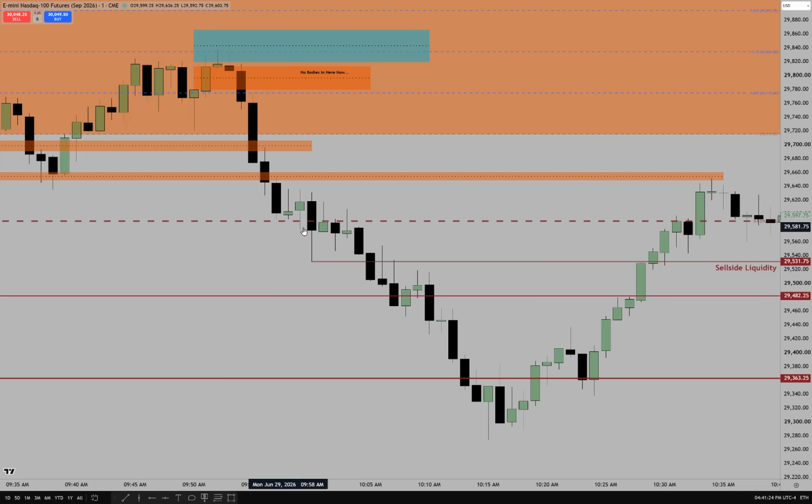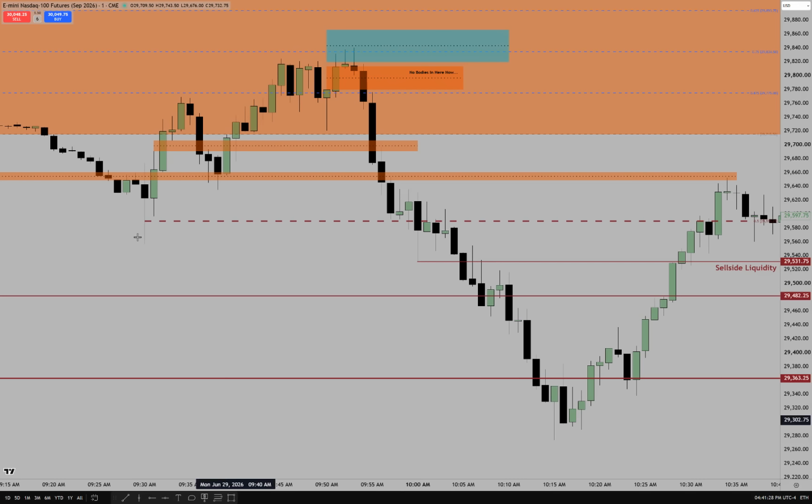And then this level here, I wanted to see the close below that. And we got it finally on this candlestick. And then I mentioned how these bodies, I wanted to see them stay below consequent encroachment of that wick because that's premium sensitivity. You have to allow those wicks to do that.